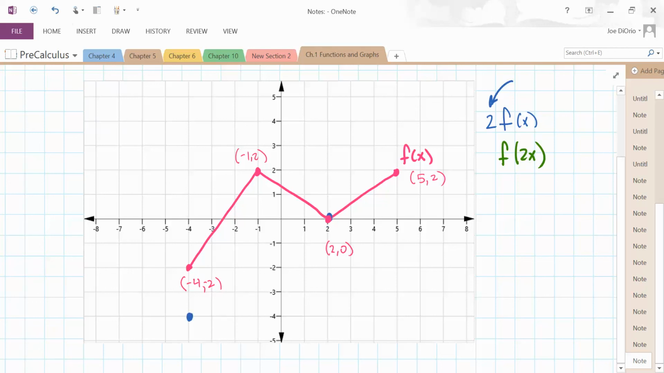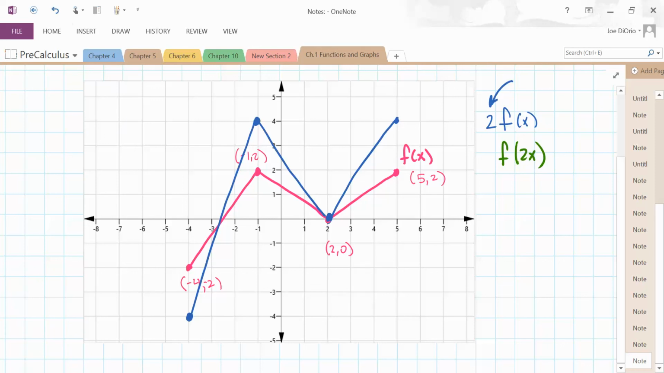Okay. Now, instead of -1, 2, what's the y coordinate? We're going to have -1, 4. Exactly. Instead of 2, 0, well, the y coordinate is 0, and 2 times 0 is still 0. So actually, that point stays there. And instead of 5, 2, if we multiply the y coordinate, we're going to get 5, 4. Okay. And then when you connect that graph, ladies and gentlemen, that is a vertical stretch by a factor of 2. Do you see what's going on here?